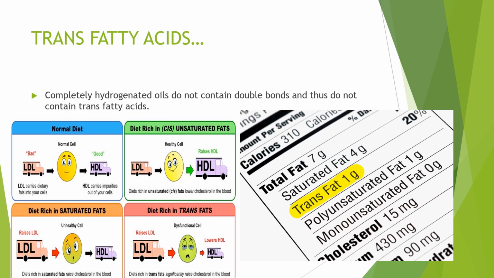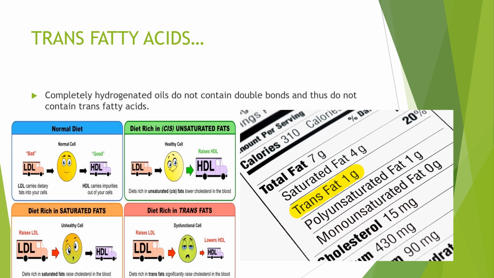Trans fatty acids. When complete hydrogenation occurs, the hydrogenated oil does not contain double bonds and thus does not contain trans fatty acids. But the partial hydrogenation of oil may cause the fat to produce trans fatty acids. And there is evidence that trans fatty acids accumulate low density lipoproteins, which may increase the risk of coronary heart disease.